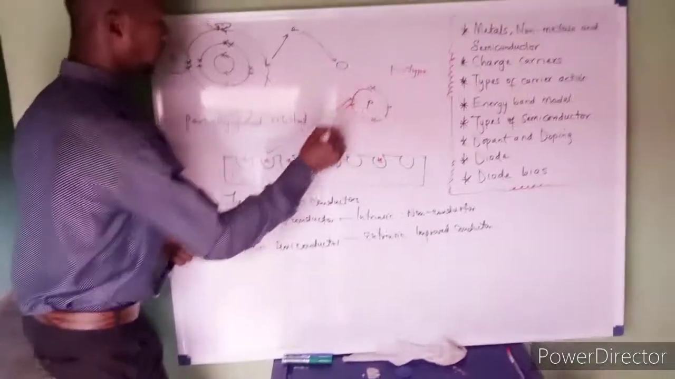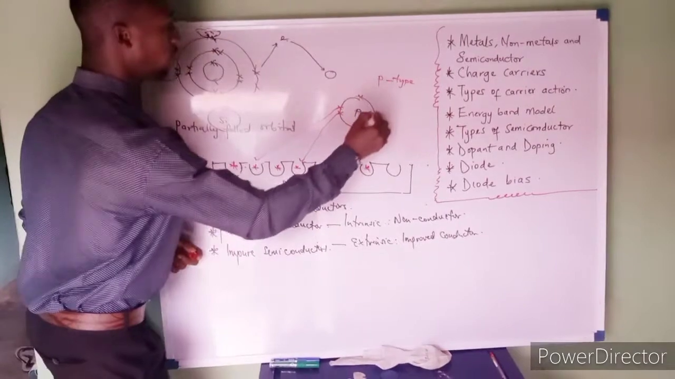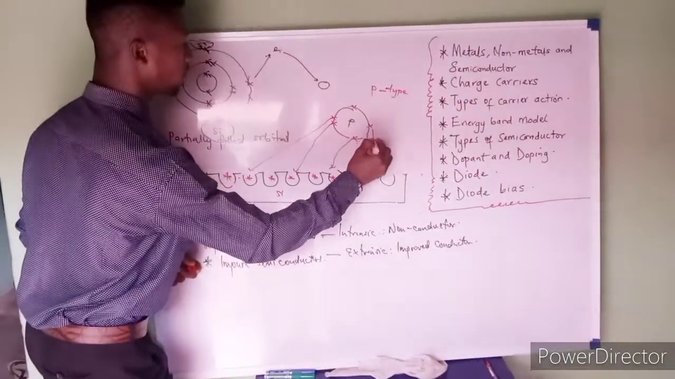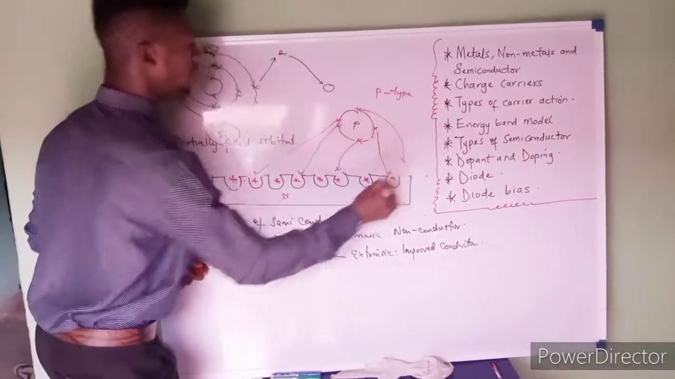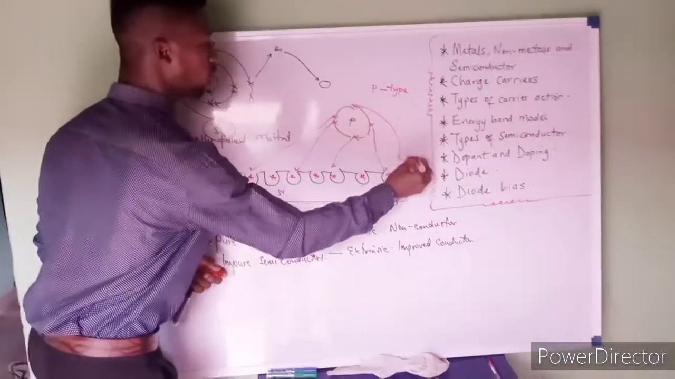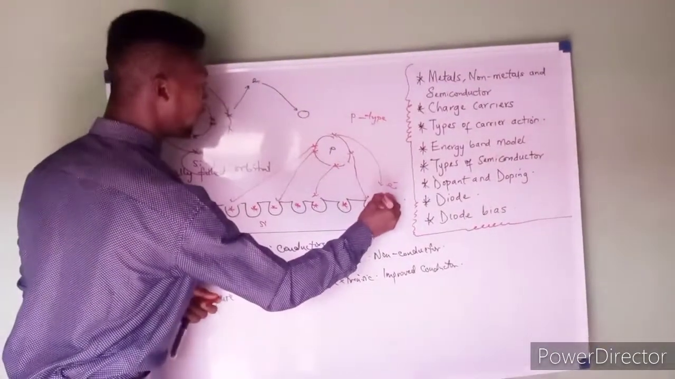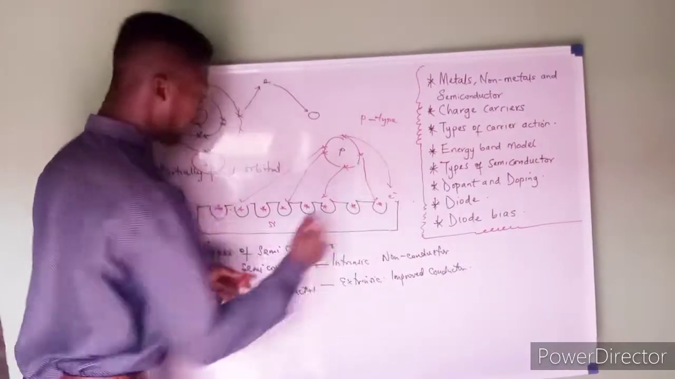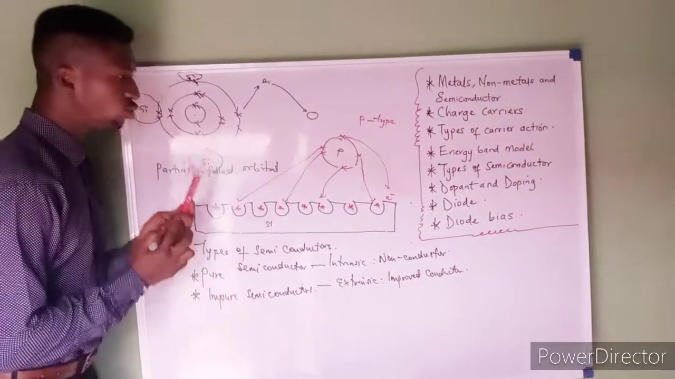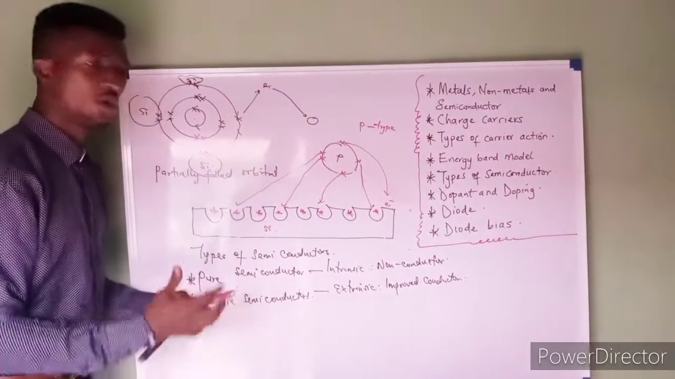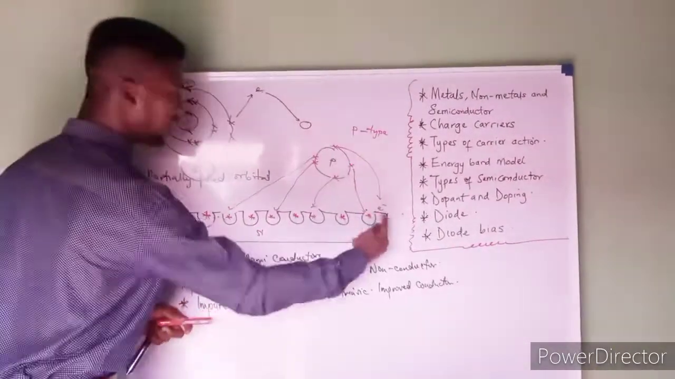Here you have one, another one here, 2, another one here, 3, another one here, 4, and you have another one. But that other electron that is coming has nowhere to bind. So here, the electron is found free. And as the electron is free, it begins to allow conduction of electricity. So in this case, we have excess electrons.